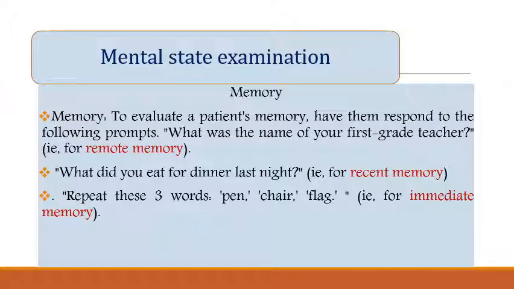Memory. This is to evaluate the patient's memory. He has to respond for remote memory, recent memory, and immediate memory. For testing remote memory, I ask him, what was the name of your first grade teacher, for example. For recent memory, I can ask him, what did you eat for dinner last night? For immediate memory, I give him three words, pen, chair, flag, or any other three words, and ask him to repeat them after 5 minutes. This is called immediate memory.